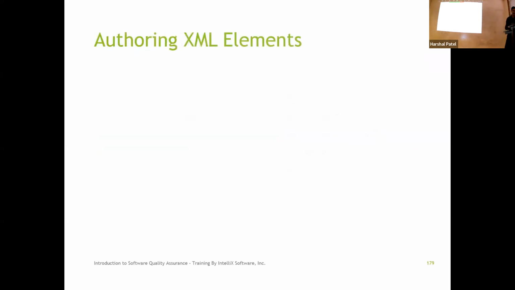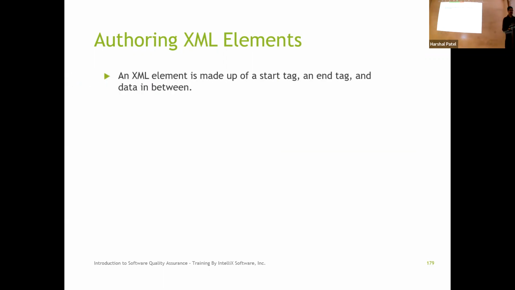So how do I create the XML elements? More or less the concept is the same as your HTML text. It has a start tag and an end tag and all the data in between. Then you define your own. For example, let's say I'm capturing all the movie information, right? You can say a movie has a director. So I'll create my own tag called director. And I can put a value in between those tags.